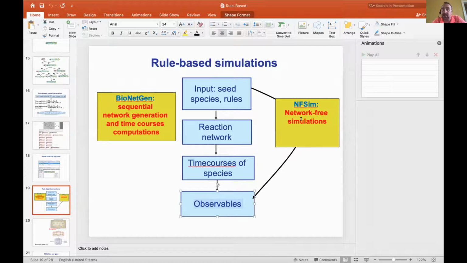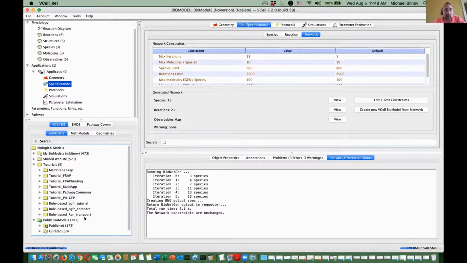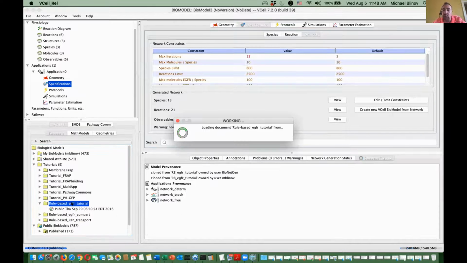But this is stochastic. When we talked about BioNetGen, I never dealt with numbers because it's a deterministic way to define a model. NFsim is stochastic modeling. You need to have a set of initial numbers. So here I will stop with my demo and just open one of the models. For simplicity, I will start this rule-based EGFR tutorial, which is single compartmental.